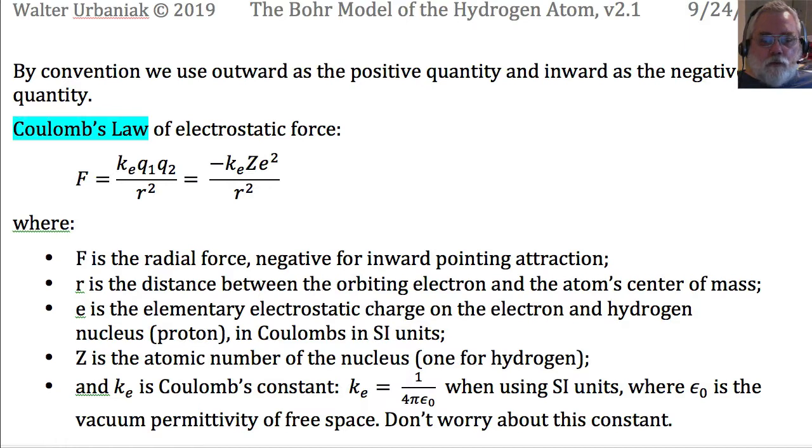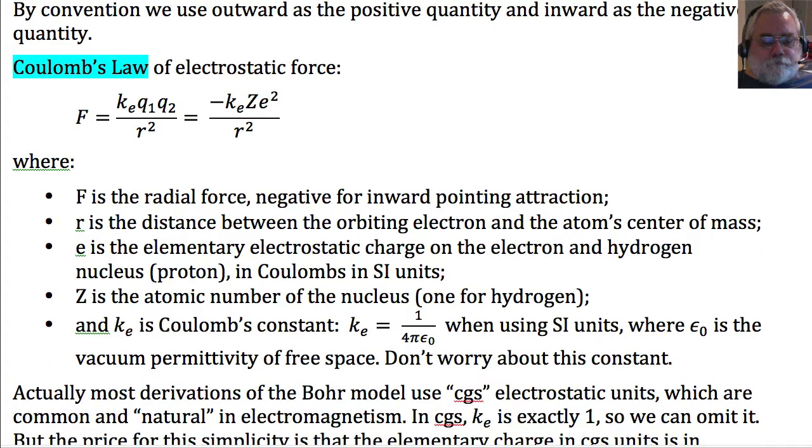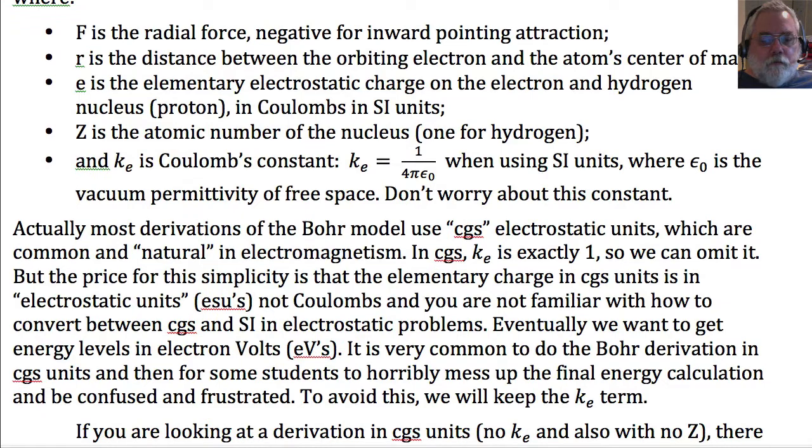And K sub E is Coulomb's constant. K sub E equals 1 over 4 pi epsilon 0 when using SI units, where epsilon 0 is the vacuum permittivity of free space. Don't worry about this constant. It's not important to your understanding. Actually, most derivations of the Bohr model use CGS electrostatic units, which are common and natural in electromagnetism. In CGS, K sub E is exactly 1, so we can omit it.